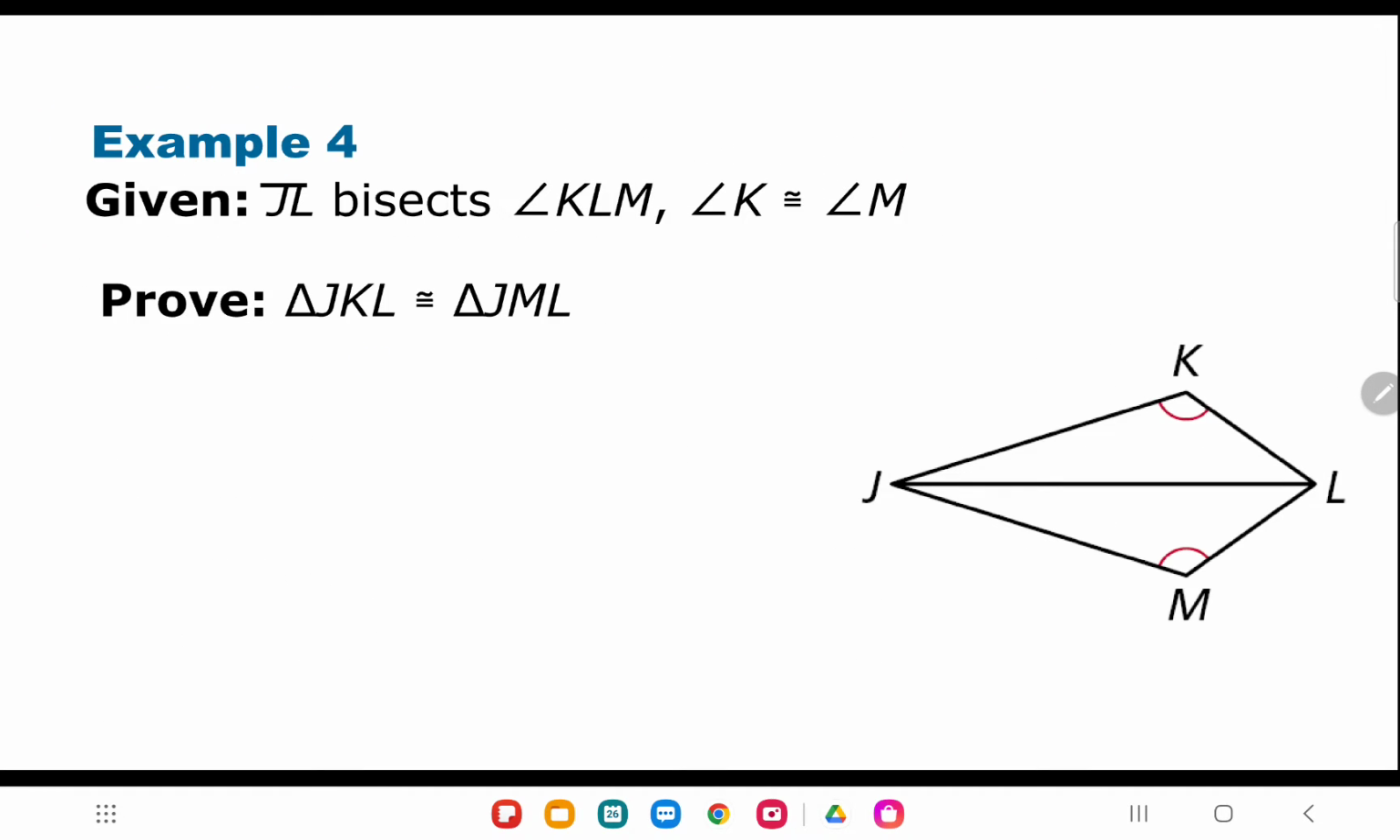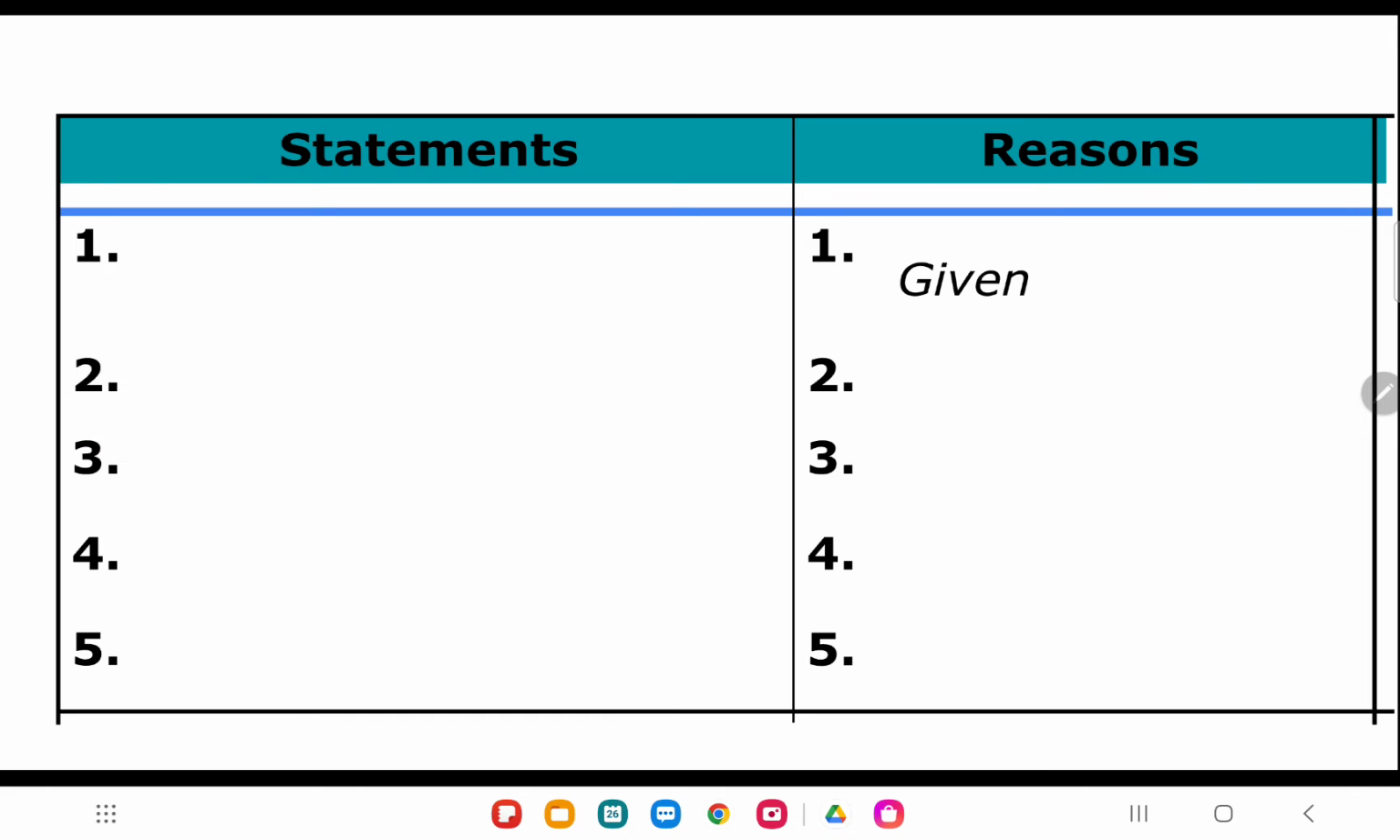Okay. Another example. Just going to plot myself a plan for proof here. JL bisects KLM. Okay, so I'm bisecting this angle. K is congruent to M. That's already marked. I have two angles. Oh, I have the shared side. This is probably going to be another angle side. It's going to let me prove that JKL is congruent to JML. All right, that's what I want to do. Let's get started with this proof.